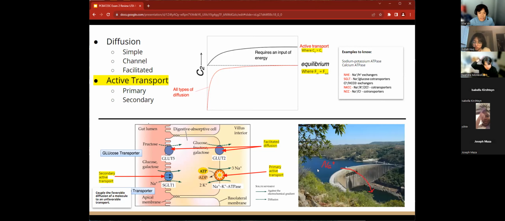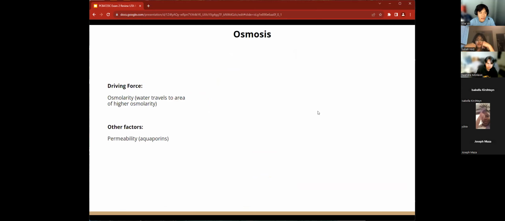And then this is the example Dr. Cho likes to use. The sun represents the sodium potassium pump, which basically creates this huge reservoir of water. The water flowing through the dam represents the passive diffusion of sodium. And then we're coupling the diffusion of water with the generation of electricity, and that represents glucose being transported into the cell. Okay, and so now let's talk about osmosis.